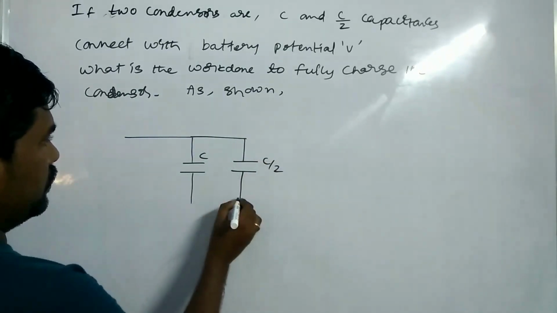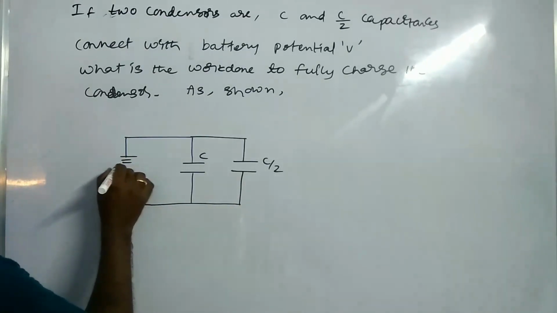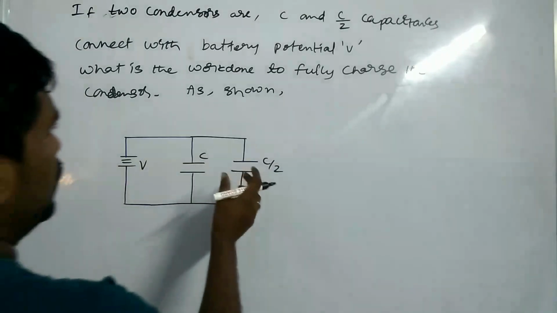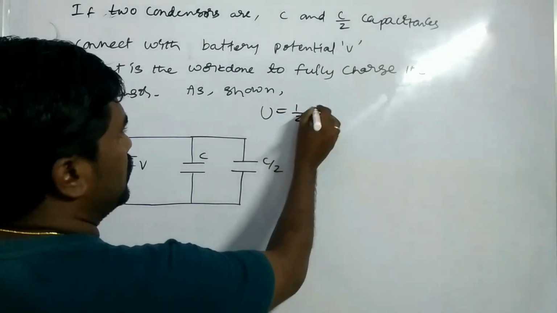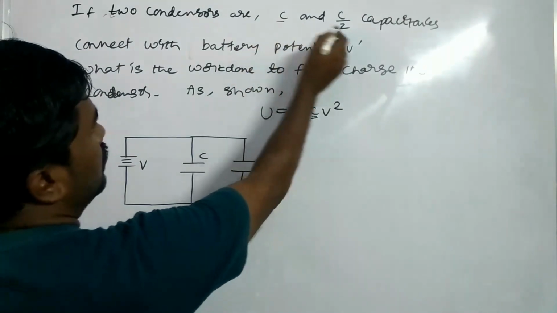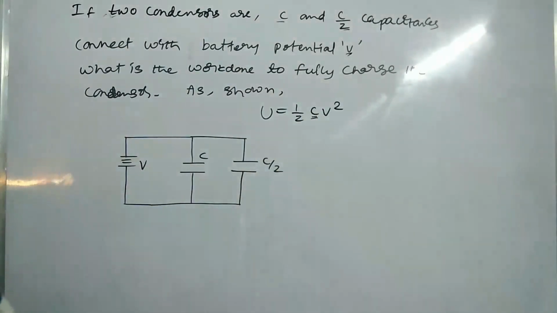These two are connected as shown in the figure, and this is connected to the potential V. Find the work done to fully charge. The work done to complete the charge is stored in the form of energy, that is, energy stored in a capacitor. So U equals 1 by 2 CV square. I choose this equation because capacitance and potential V are given, so we need to choose this equation.